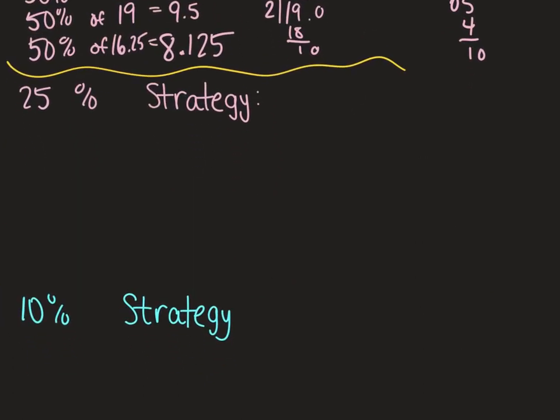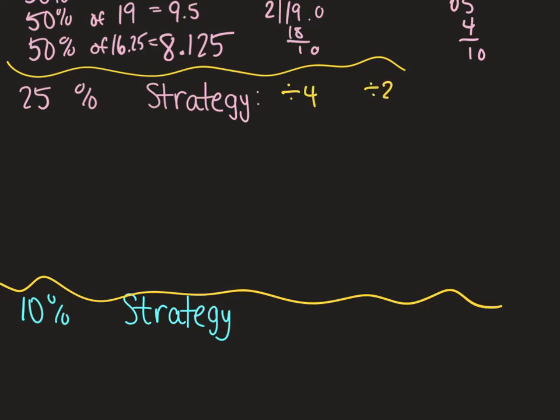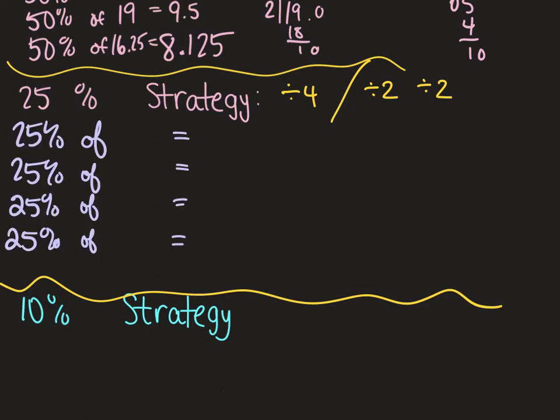Okay, next one is 25%. I'm going to give you two strategies. Option 1, divide by 4. Option 2, cut it in half and cut it in half again. Either one, doesn't matter. If you want to divide by 4, if that's easier, do that. If you want to divide by 2 and divide by 2 again, that's also nice. So let's have our first one be 25% of 80. Well, I can either do 80 divided by 4, or I can do 80 cut in half and 40 cut in half. Either way, I get an answer of 20.